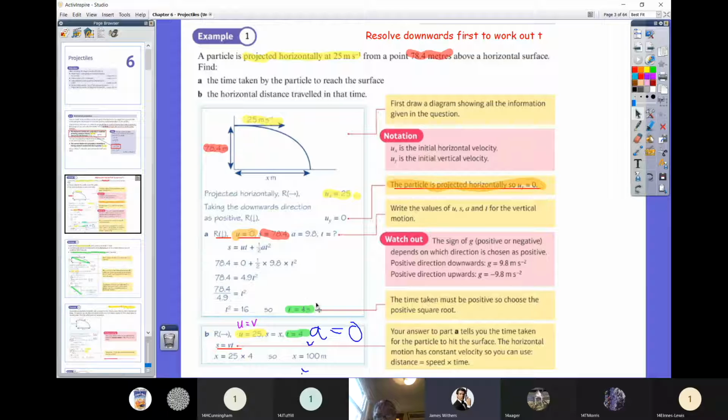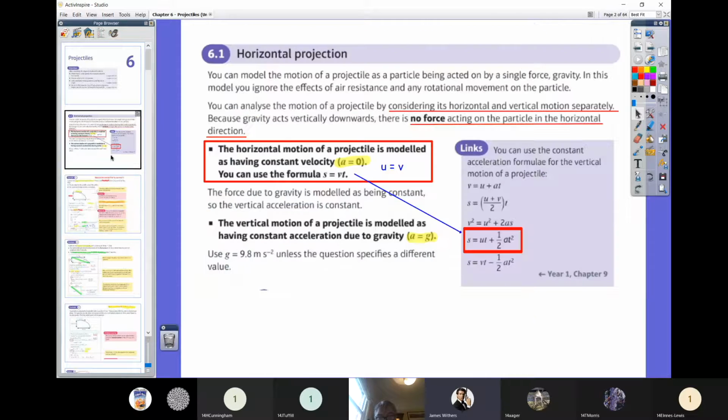Now that we know the time for the whole journey is 4 seconds, we can go back and resolve horizontally. Now horizontally, our initial speed is 25, our final speed is 25, our acceleration is 0. We've just worked out the time taken as 4 seconds. And as we were saying on the previous slide, when you're resolving horizontally, s equals v times t, or s equals u times t, it's the same thing.